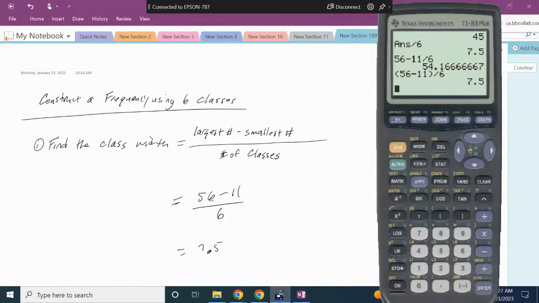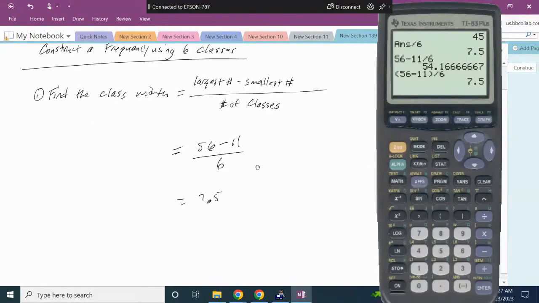Actually, if you were to do it this way, 56 minus 11 divided by 6, the calculator is doing the order of operations: Please Excuse My Dear Aunt Sally. So you have to divide and multiply before you subtract. So it's actually dividing this up first, and then it's subtracting that value from 56. But what we want to do is simplify the top, simplify the bottom, and divide last. All right, so we get 7.5.